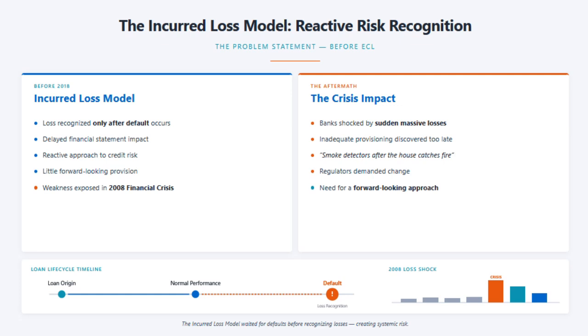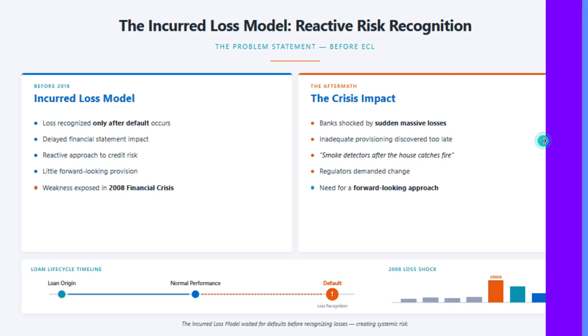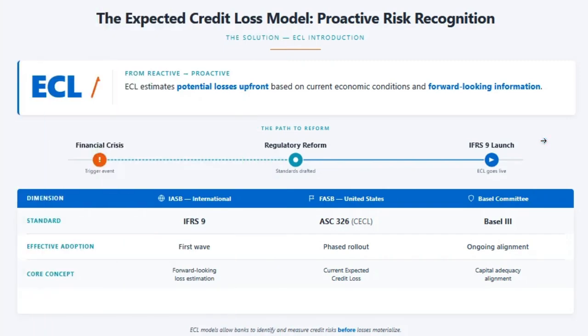So this approach had a massive flaw, and the 2008 financial crisis exposed it dramatically. During that crisis, banks were shocked by sudden massive credit losses because they hadn't made adequate provisions. Why? Because the incurred loss model forced them to wait until the damage was already done. It was like installing smoke detectors after your house had already caught fire. So regulators and accounting standard setters learned a critical lesson. The financial system needed a more forward-looking approach to credit risk.